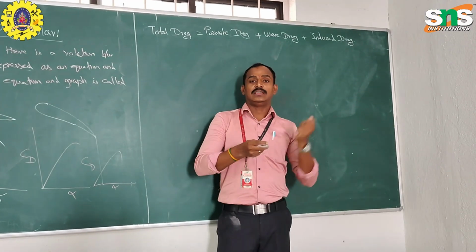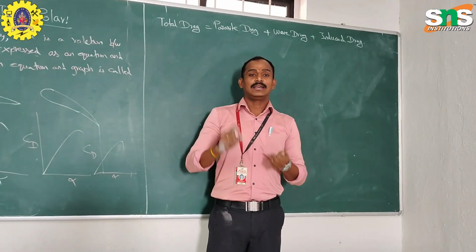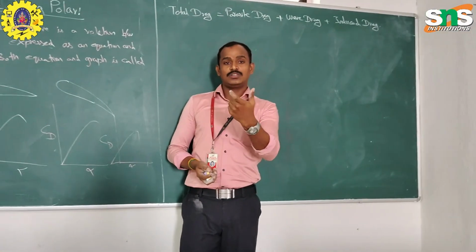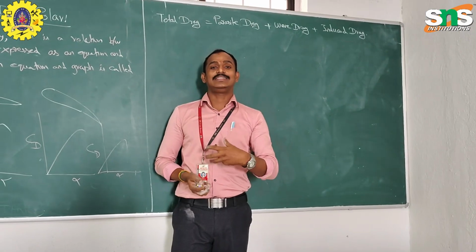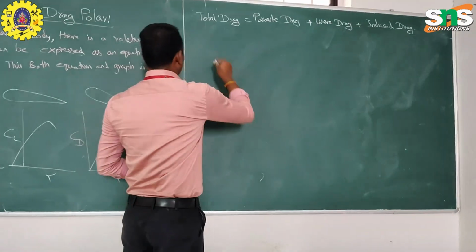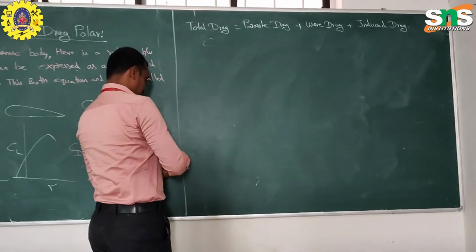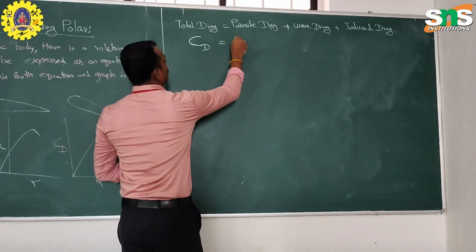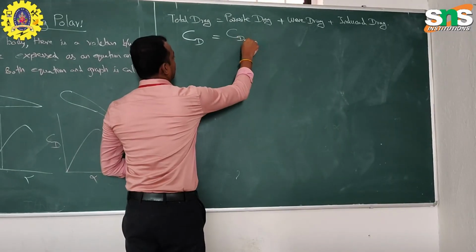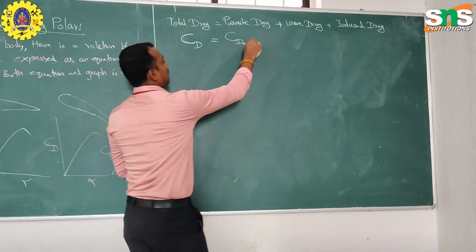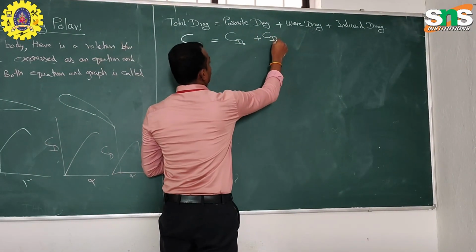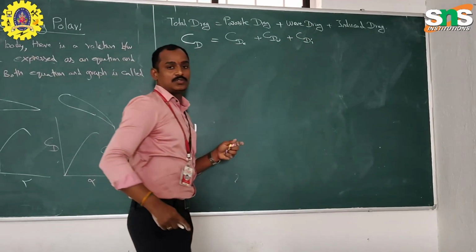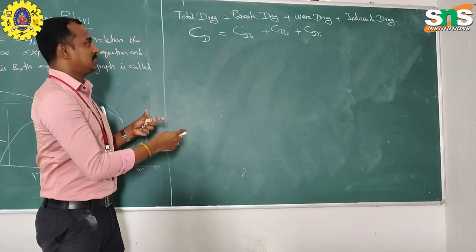Now we are going to write the equation for all the cases. This total drag is in terms of force, so we recognize it as the drag function. The coefficient of total drag is equal to the coefficient of drag due to parasite, CD parasite, plus the coefficient of drag due to wave, plus the coefficient of drag due to induced drag. So we are considering the three conditions.